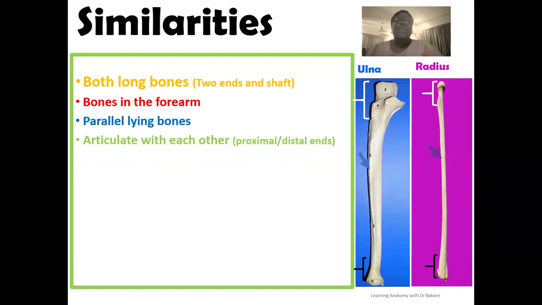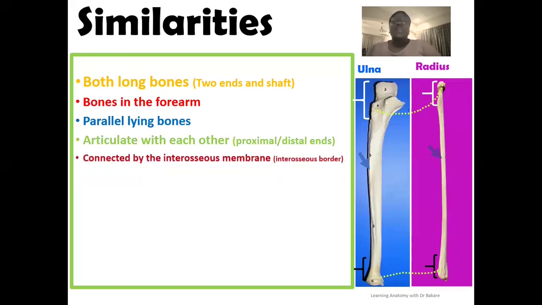This means that the ulna and the radius will be articulating, of course, at this upper end, and this is what is referred to as the proximal radio-ulnar joint. While at the distal region, we also have a connection or articulation that they create with each other, and this is referred to as the distal radio-ulnar joint. So at the proximal end and also at the distal end, they are seen to be articulating with each other.